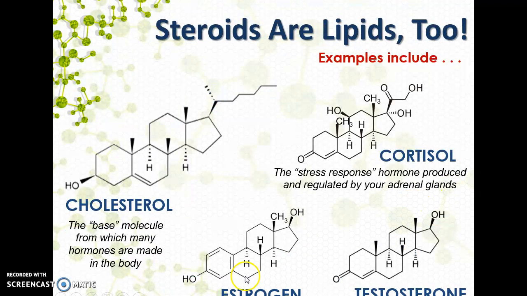Steroids are lipids as well. This is cholesterol. This is the base for most of the hormones in your body. Cortisol is what is released when you're stressed out. Considering that your semester midterms are coming up, you're probably releasing a lot of cortisol. It's very bad for you. It's not good to be stressed out. You can actually see if somebody's stressed out based on measuring their cortisol levels. And then estrogen and testosterone: estrogen gives you female characteristics, testosterone gives you male characteristics.